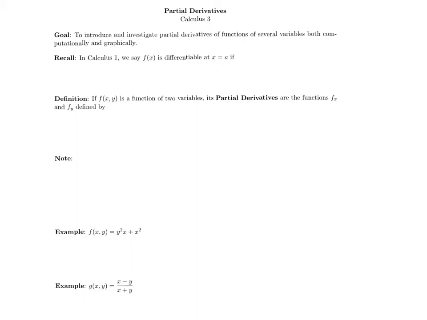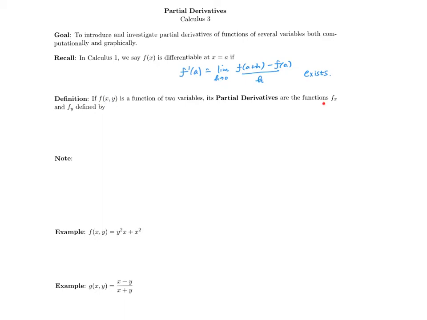A good starting point is just to remind ourselves how we went about this in Calculus 1. For a function of a single variable, we say it is differentiable at a value x equals a if, in the notation we use, recall as f prime of a, the limit as h approaches 0 of the difference quotient, f of a plus h minus f of a over h, exists.